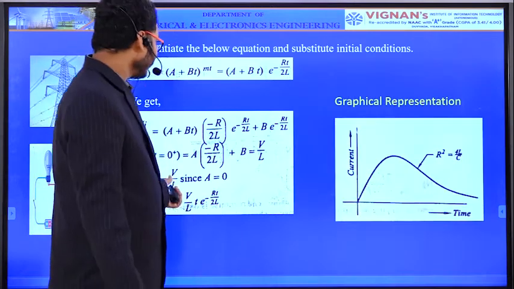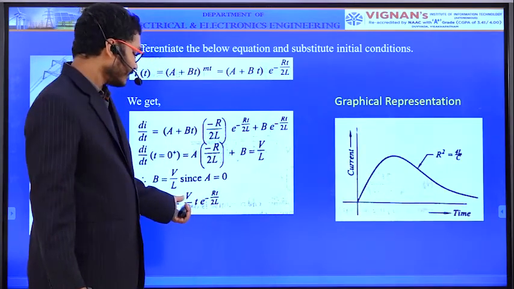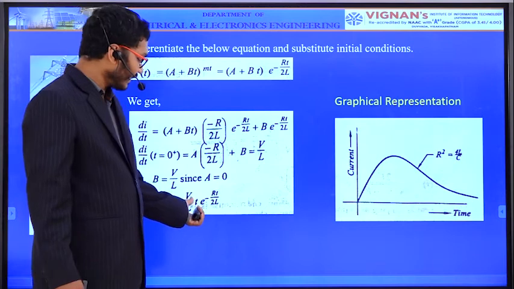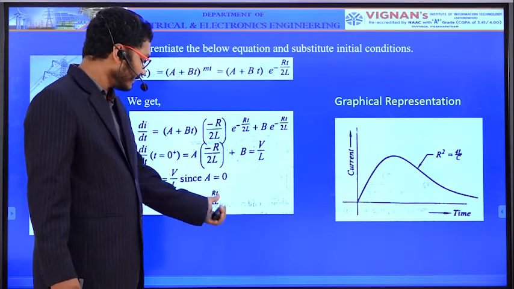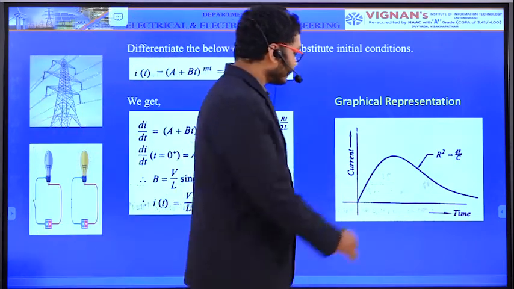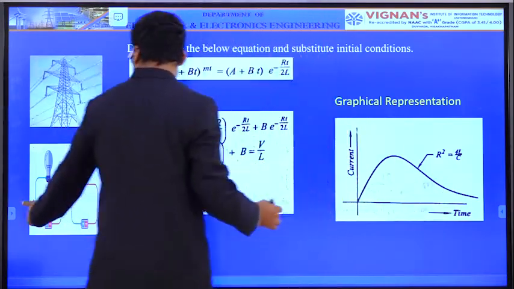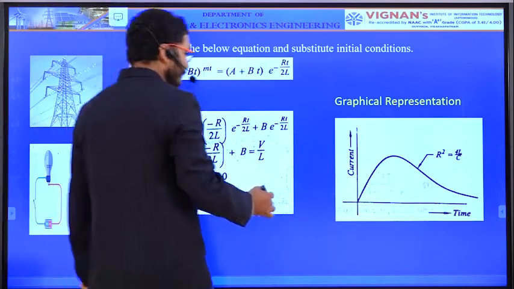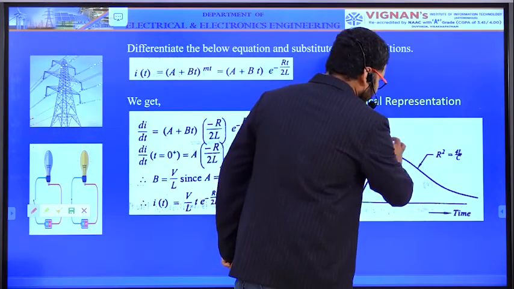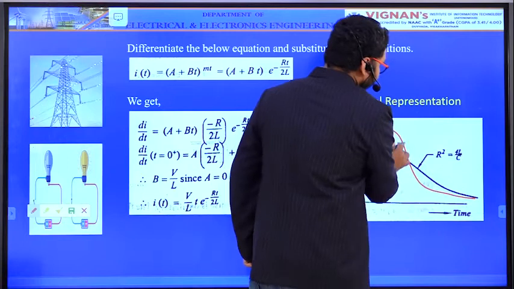Graphical representation. If you vary time from 0 to infinity and plot the current i of t, you will have a response like this. What is the difference between the previous case and now? For the previous case, it is like this, it is over damped.